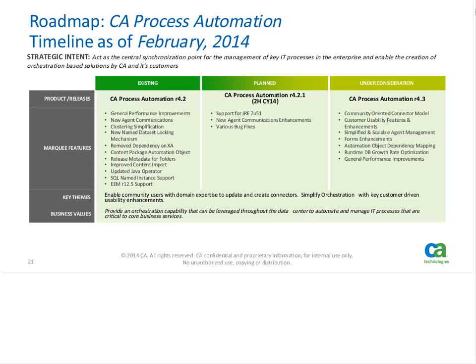In 4.1, based on the implementation with JBoss, we had an added dependency on requiring XA transactions on your database server. That has now been removed as part of 4.2. We've also added a new content object, a new automation object called a content package.